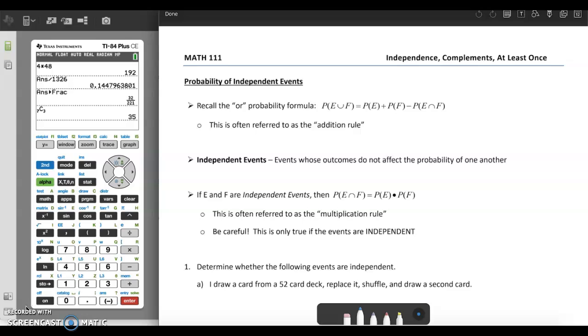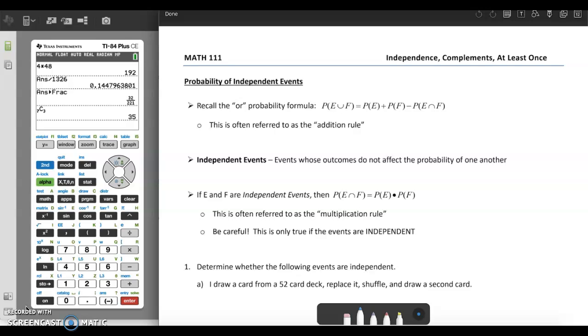Okay, the idea of independent events: what are independent events? These are events whose outcomes do not affect the probability of one another. So knowing that one event happened does not change the probability or the likelihood that the other event would happen. If E and F are in fact independent events, then we have a formula for their intersection. The probability of the intersection of two independent events is calculated by taking the probability of E times the probability of F. This is often referred to as the multiplication rule.